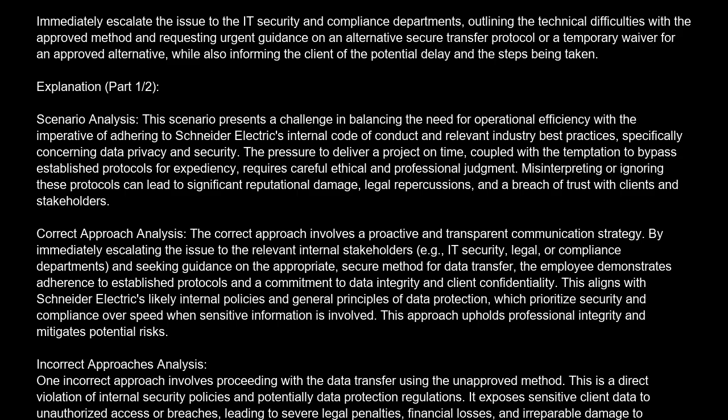Correct approach analysis. The correct approach involves a proactive and transparent communication strategy. By immediately escalating the issue to the relevant internal stakeholders, e.g., IT security, legal, or compliance departments, and seeking guidance on the appropriate, secure method for data transfer, the employee demonstrates adherence to established protocols and a commitment to data integrity and client confidentiality. This aligns with Schneider Electric's likely internal policies and general principles of data protection, which prioritize security and compliance over speed when sensitive information is involved. This approach upholds professional integrity and mitigates potential risks.